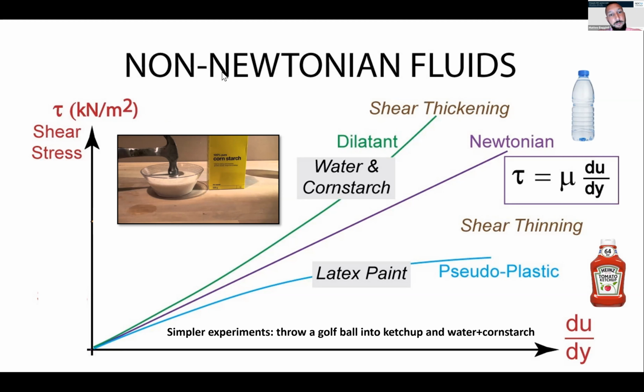So if you try ketchup and you put ketchup on your burger, you will notice that the moment you start pushing a bit, it's very hard and ketchup does not flow. But if you push more and more and you apply more, actually the ketchup flows much faster than before. This is this kind of behavior.